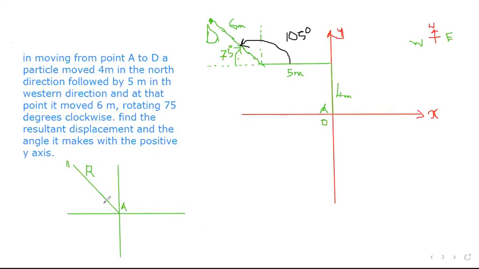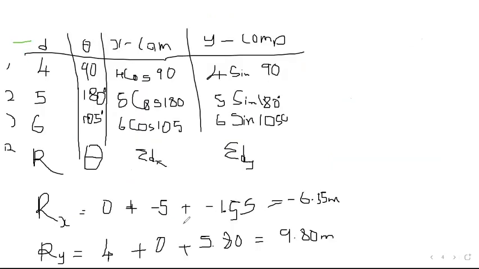We want to find the resultant, which is this guy. We can see that one component is in the negative x direction and the other component is in the y-axis, because this is going this way. So it has a component along this guy, which is the x-axis, and a component along that guy, which is the y-axis. The x component is going in the negative x direction and the y component is going in the positive direction.